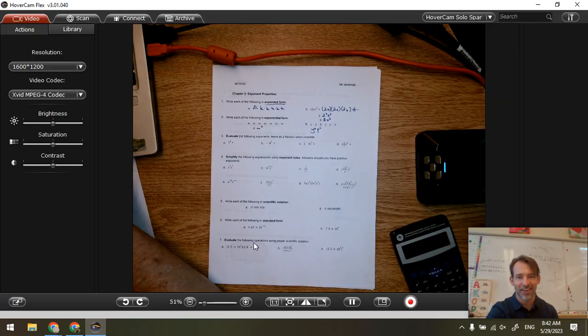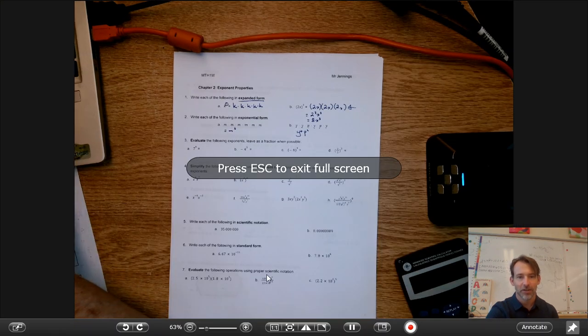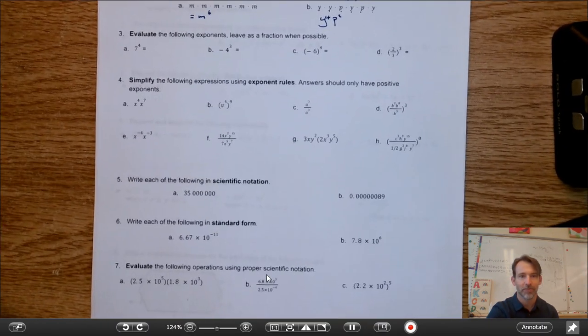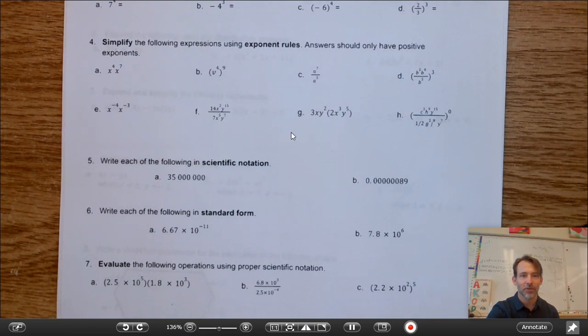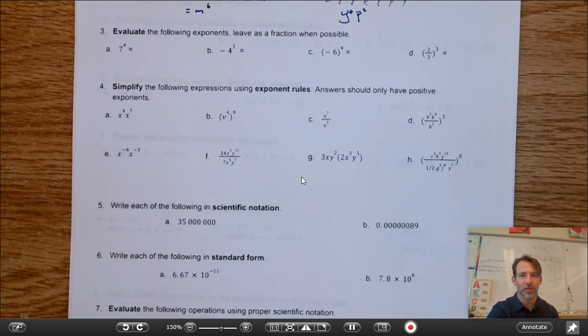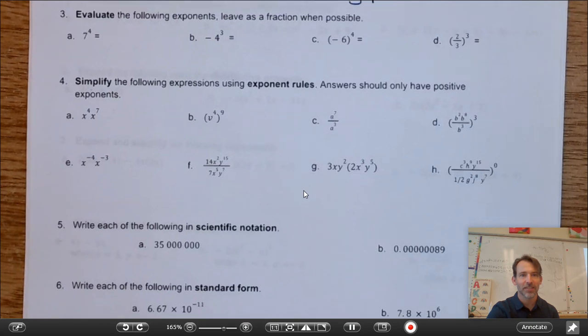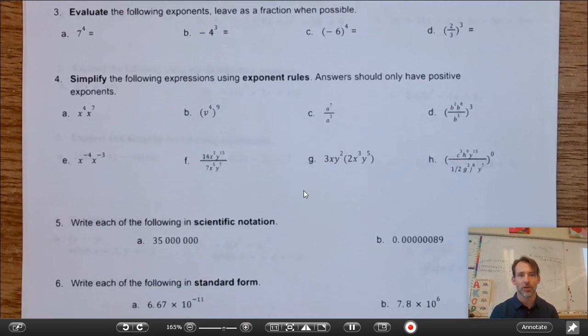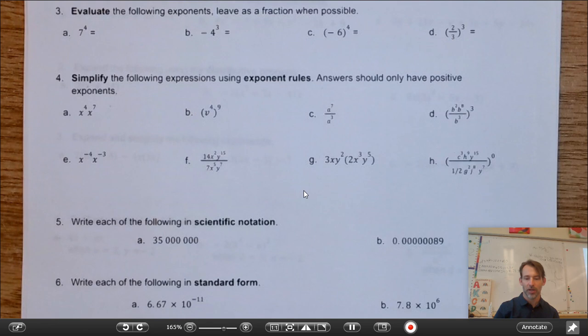All right, let's carry on. So, there we go. All right, for those of you that are this far along, this will be a real treat for you. So let's take a look at how we evaluate these exponents, leaving as a fraction when possible.